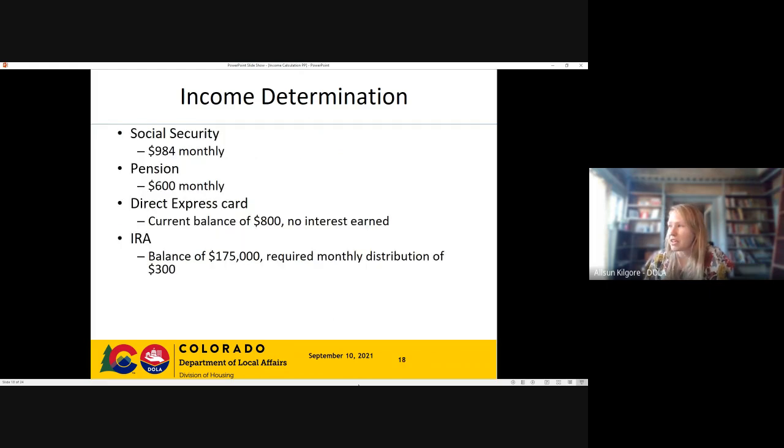And so when we're doing the income determination for this household, regardless of which program it is, we're going to rely on Part 5. So we're going to collect third-party source documentation of their Social Security and pension in the form of a dated award letter. We're going to verify the current cash balance on the Direct Express card.